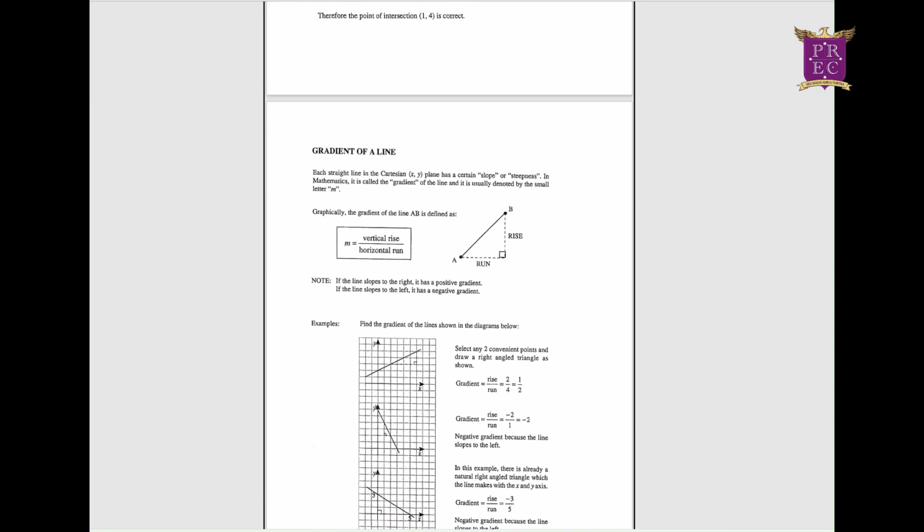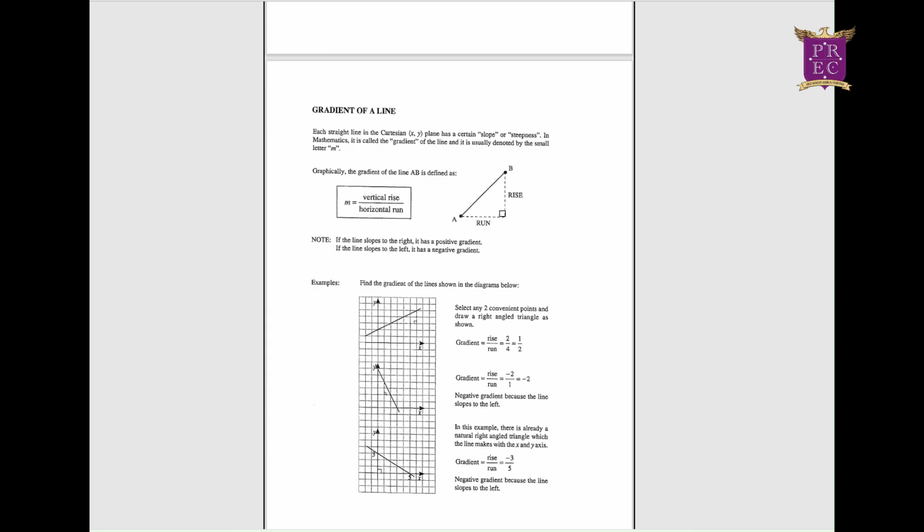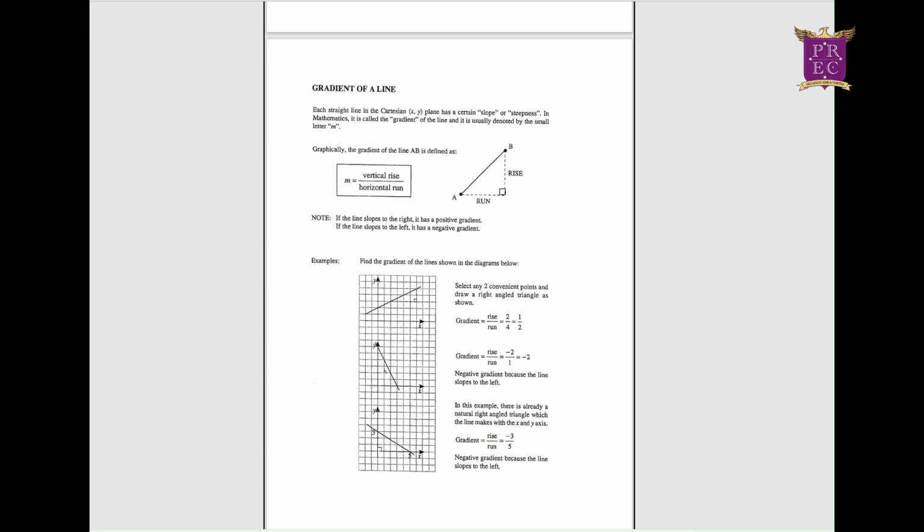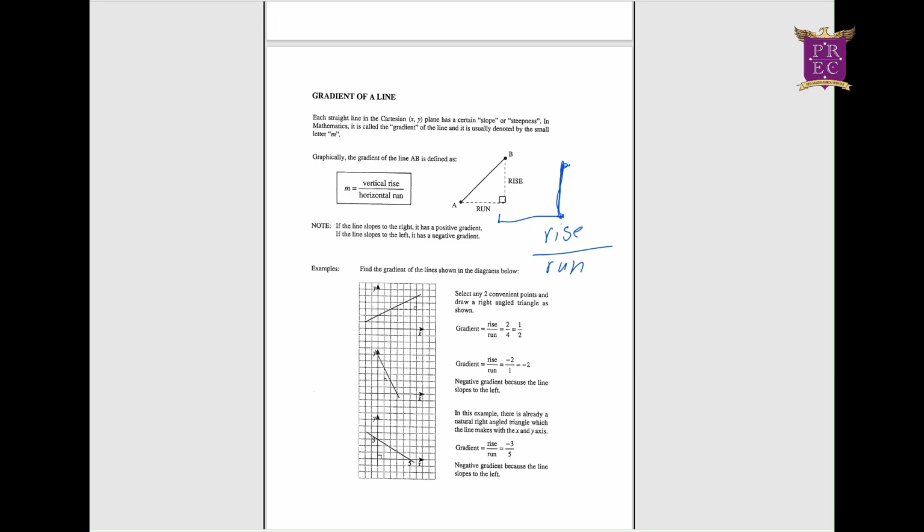Alright, let's have a look at the gradient of a line. The gradient of a line is rise over run. So the rise will be how much the y-axis differs by, and the run will be how much the x-axis differs by. Okay, and we just divide the difference in the y values by the difference in the x values. Rise over run.